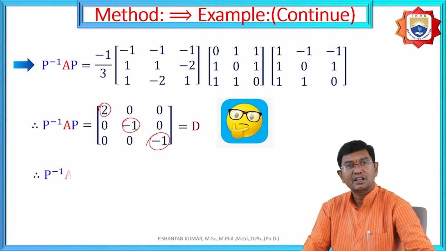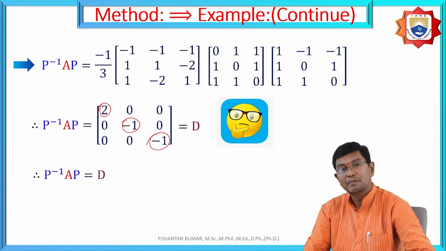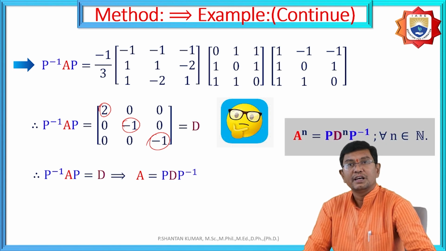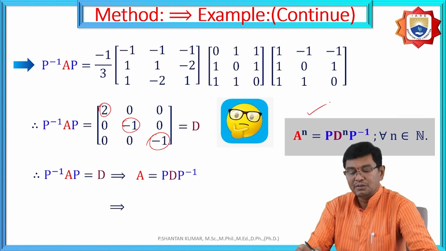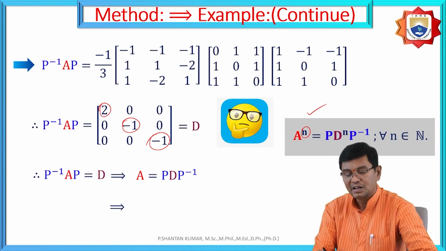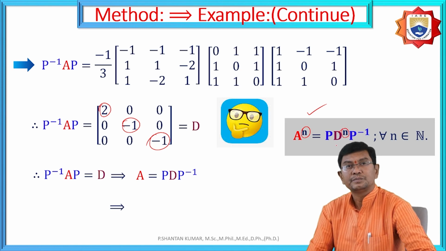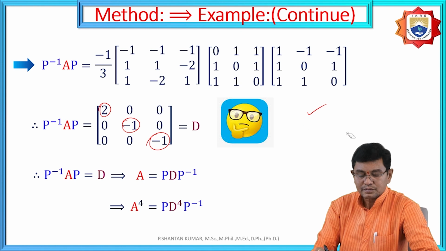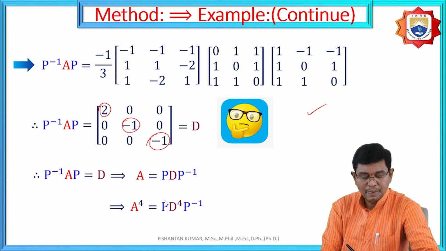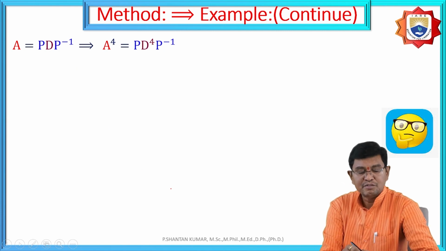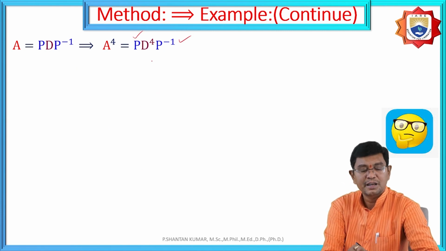And further, we need to find out the powers of the matrix. Here they are asking to find the powers of the matrix. With the help of this, A power n is equal to P D power n P inverse. But the problem is A power 4. That means we need to replace n with the value 4. Therefore, here again P is the model matrix, P inverse is the inverse of the matrix, and D power 4.